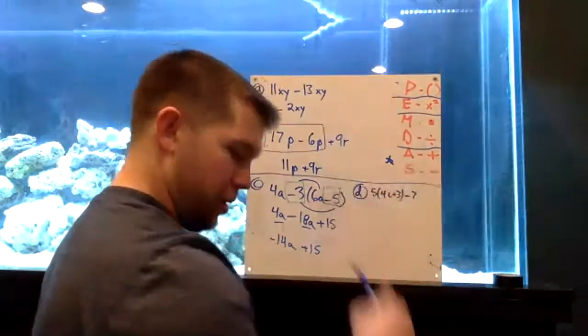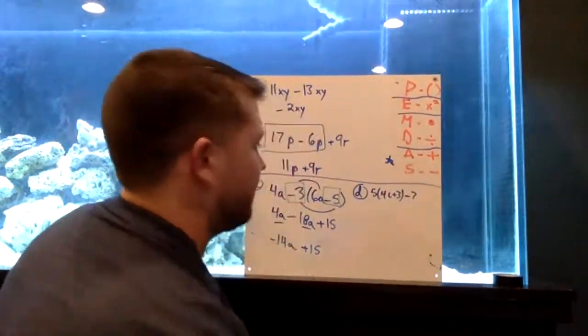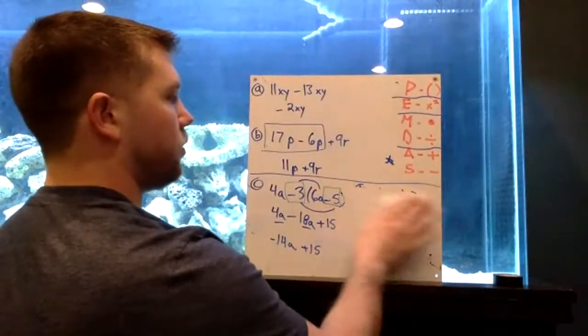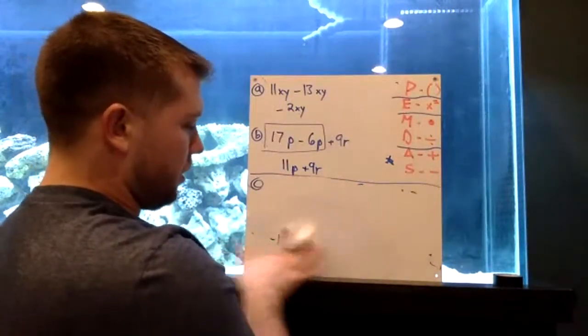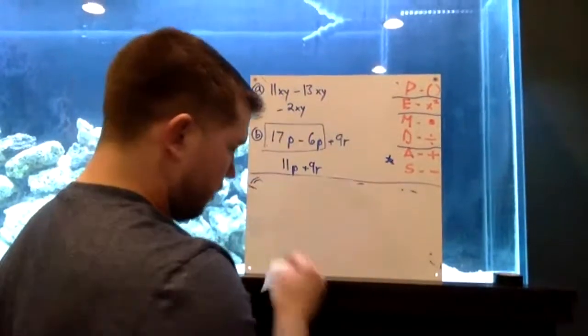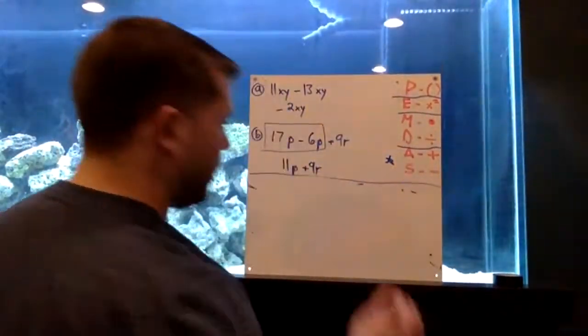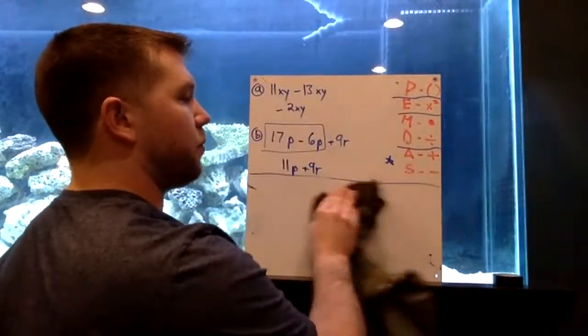I'm going to run out of room here. Hold on. So I'm going to have to erase letter C there. Sorry, guys. Okay. So let's try this again. Take it from the top.